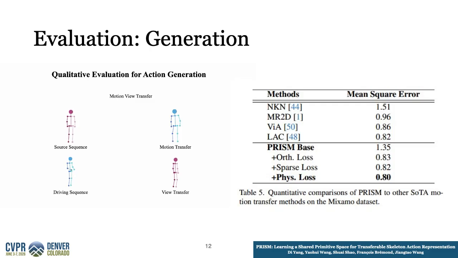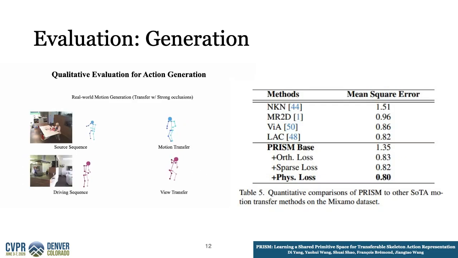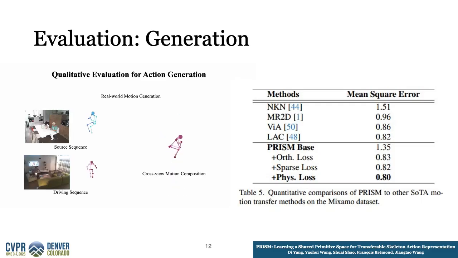PRISM also supports motion transfer and action composition in the generation task. By preserving motion coefficients and replacing static coefficients, it can generate motion under new views or identities. By combining primitive coefficients, it can synthesize compositional motions.